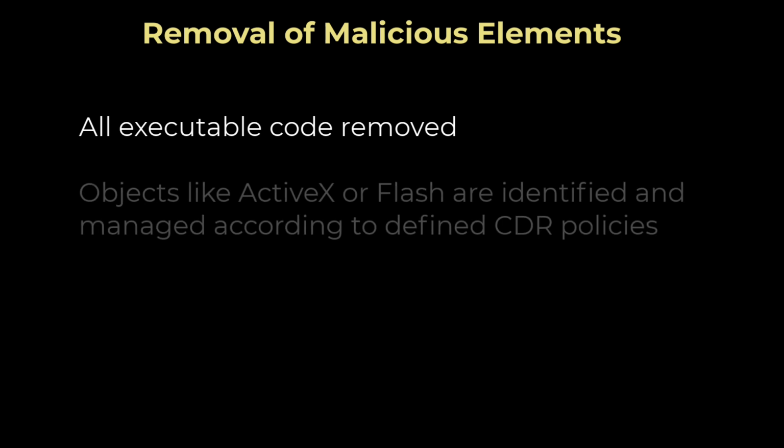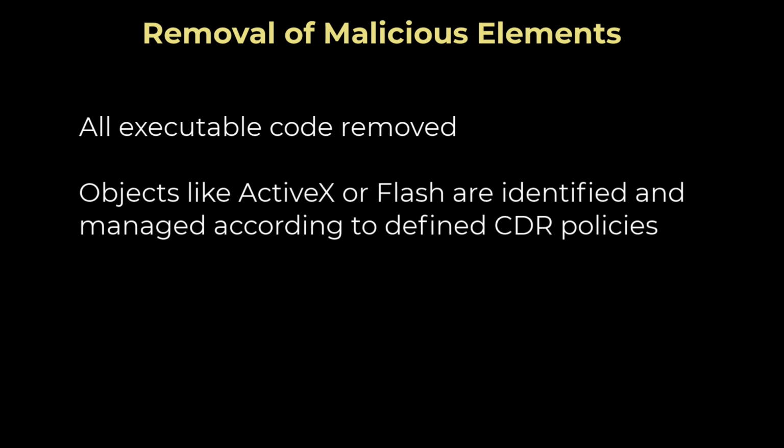Next is the identification and removal of malicious elements. Macros and scripts are scanned for any automation or executable code. Since macros can perform actions like modifying files or accessing system resources, they pose significant risks. All executable code is removed from the file. This includes deleting macros, scripts, and embedded executables. Objects like ActiveX controls or Flash components are identified. These can execute code or perform actions without user consent.